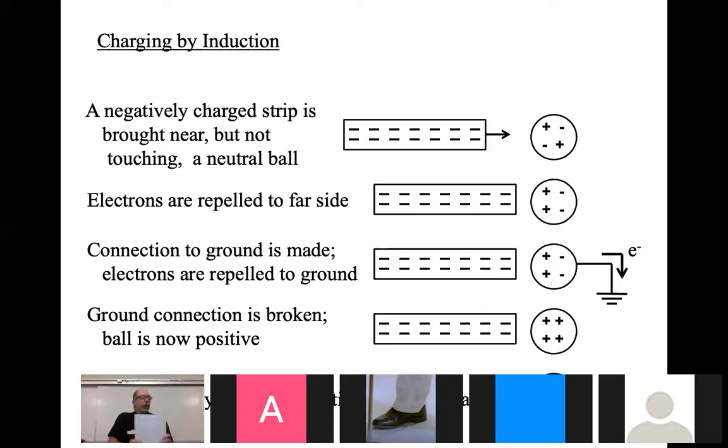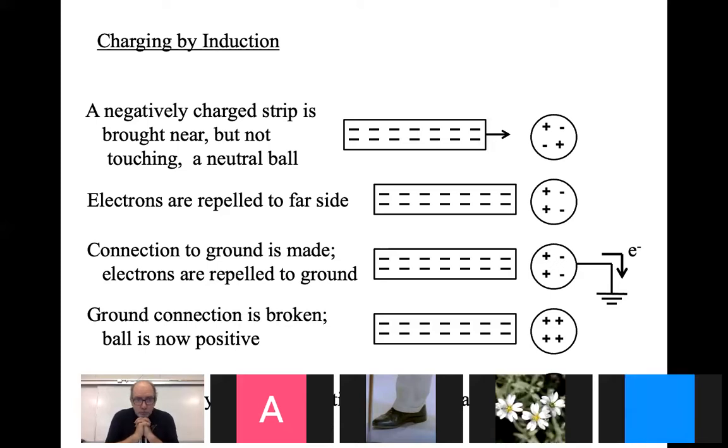Yeah. So, question? When the connection to the ground is made, and electrons are repelled into the ground, the ball doesn't lose electrons into the ground. Yes, it does. So where does it get the other protons from? Well, they're just more electrons left the ground. More electrons were repelled away.